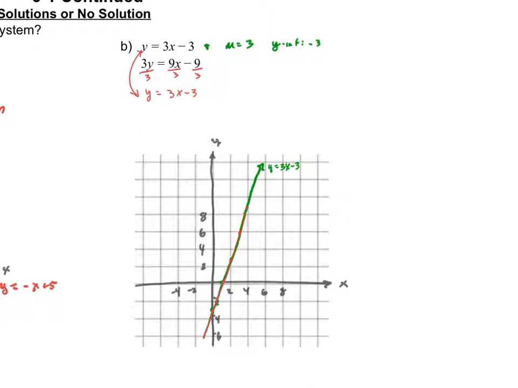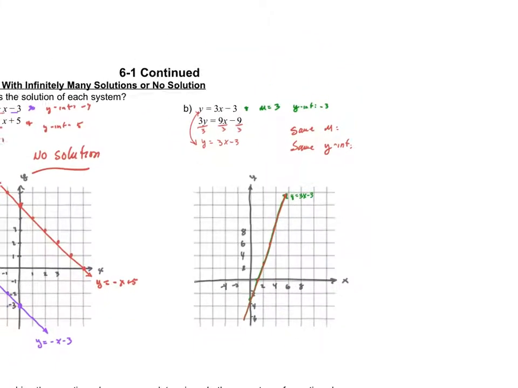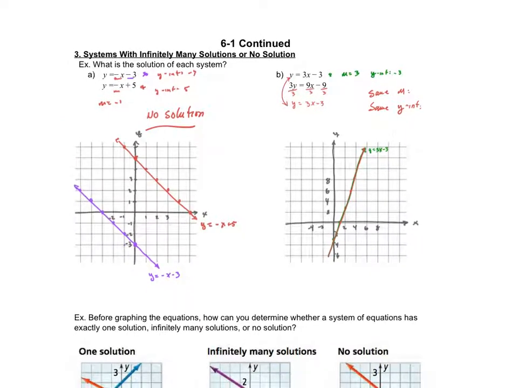Since these two equations are identical, they have the same slope and the same y-intercept, so they touch infinitely. They're continuously connected. They have infinitely many solutions because they're identical lines sitting on top of each other. That's why they go on infinitely. They have infinite solutions.